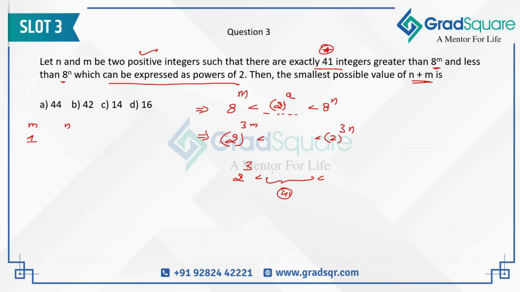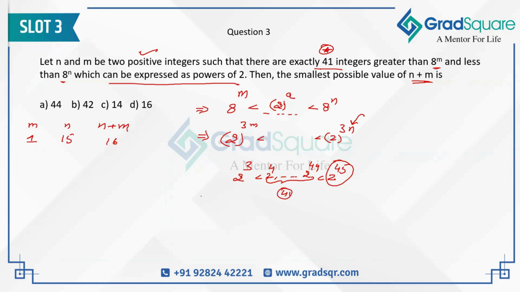I need 41 values over here, and I have 2^3 over here. So I can realize that this can go all the way from 2^4 up to 2^44. That is when you will have 41 values in between. Then this value should be 2^45. If this has to be 2^45, the value of n has to be 15. In that case, n plus m is going to be equal to 16.